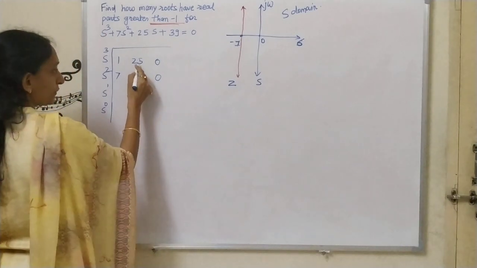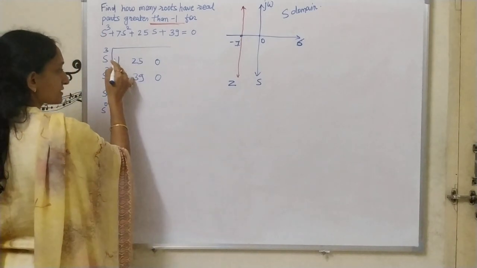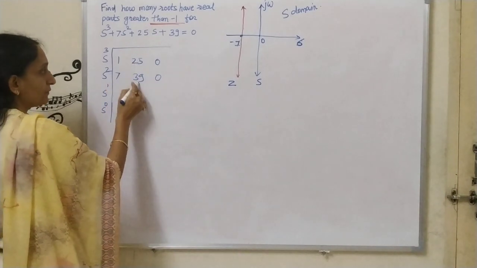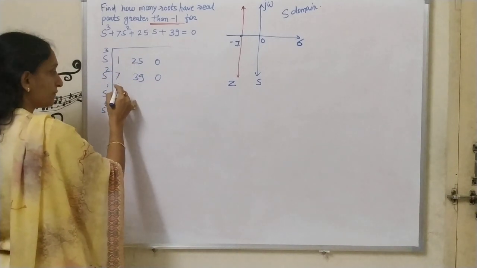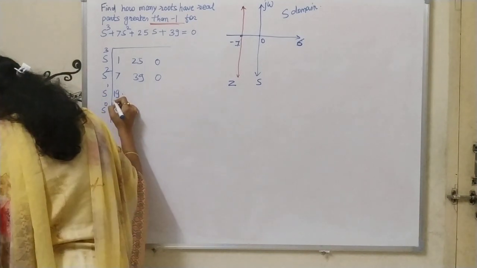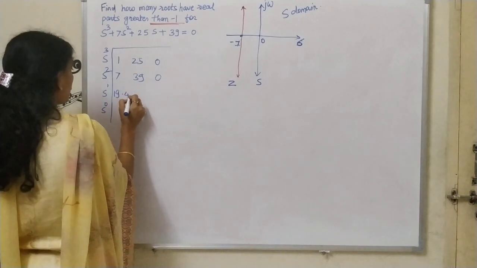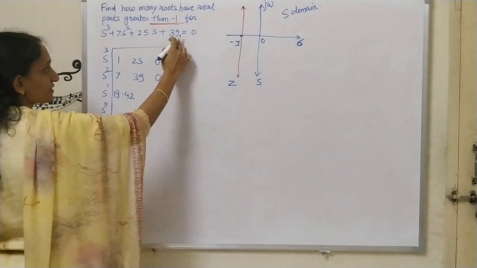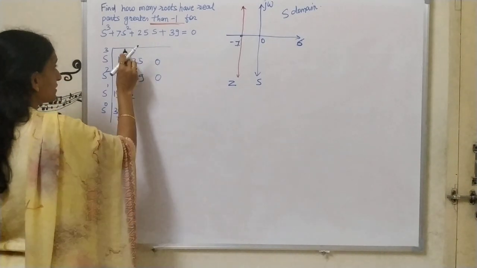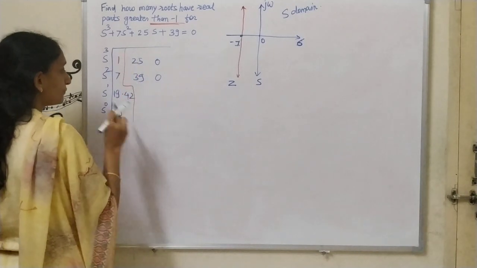Multiplying 25 into 7 minus 39 divided by 7. I am repeating, 25 into 7 minus 39 upon 7. So I am putting the value here. I have the answer, that is actually 19.42. And what is the coefficient of S raised to power 0? That is 39. Now I am considering the first column of the Routh array.